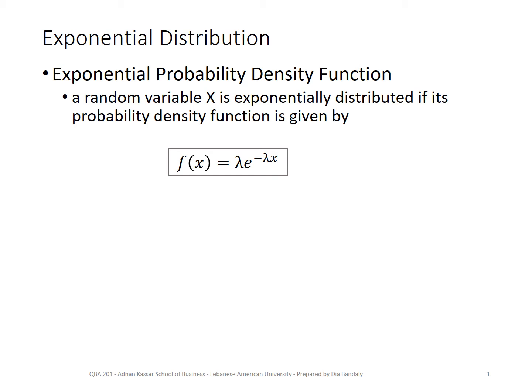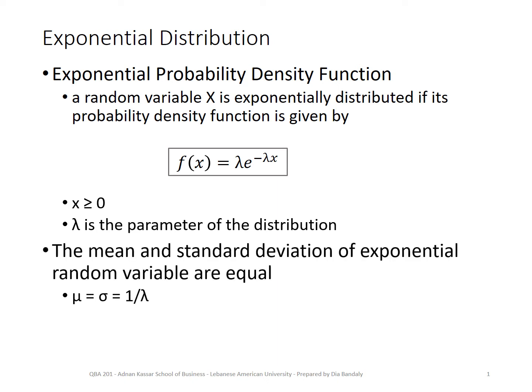Its PDF looks like that. It's equal to lambda e to the minus lambda x. So what's lambda? Lambda is called the parameter of the distribution. Remember, for the normal distribution, when we say that x is normally distributed, I will ask you to give me the two parameters, which are the mean and standard deviation. When you tell me that y is exponentially distributed, I will ask, all right, what's its parameter? You will give me its lambda.